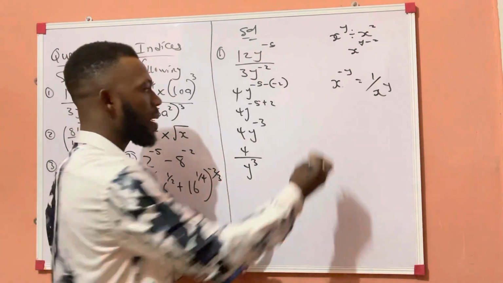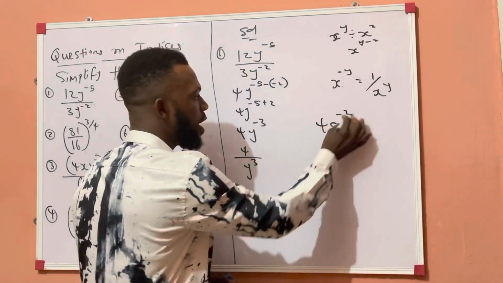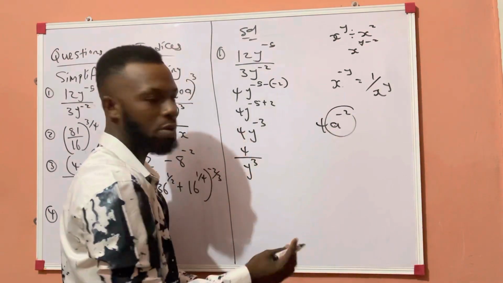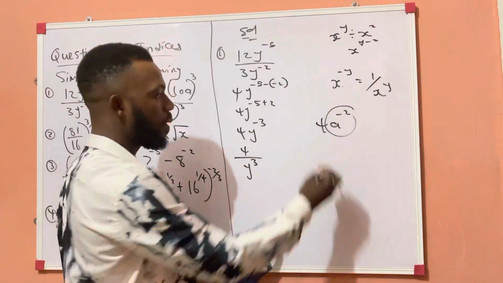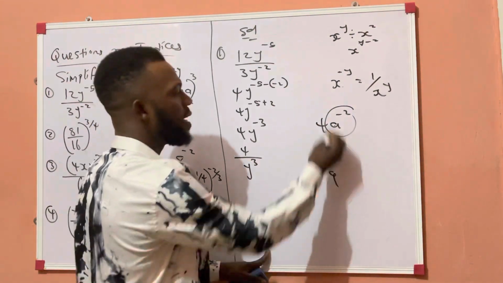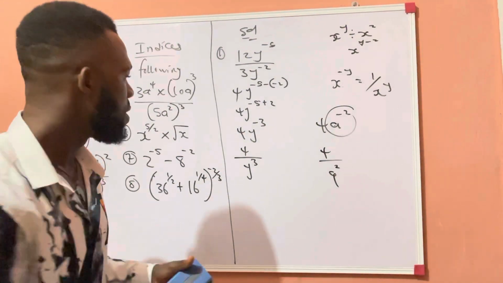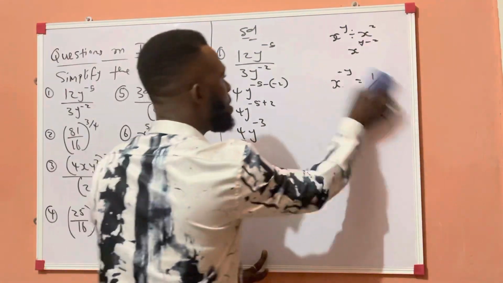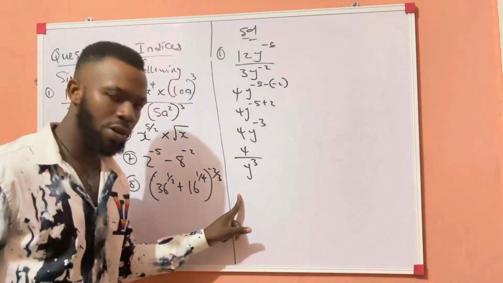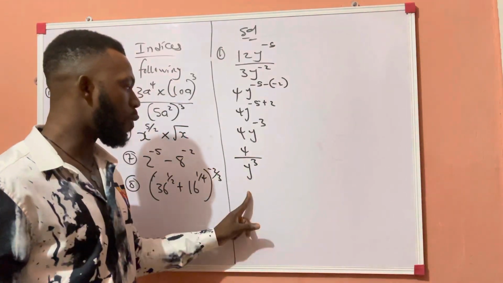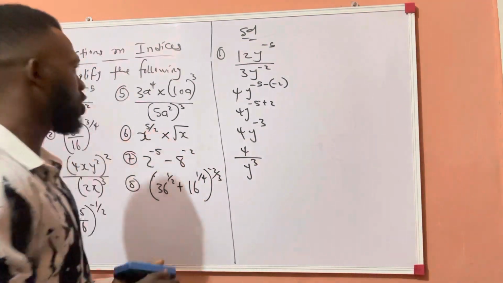Are you getting it? For example, if you have 4a raised to the power minus 2, this a is carrying a negative power 2. But when I bring it down to the denominator, it becomes a positive power. It becomes 4 over a raised to the power of 2. That is it. So when we solve this question, the answer that we get is 4 over y raised to the power of 3. That is question number 1.